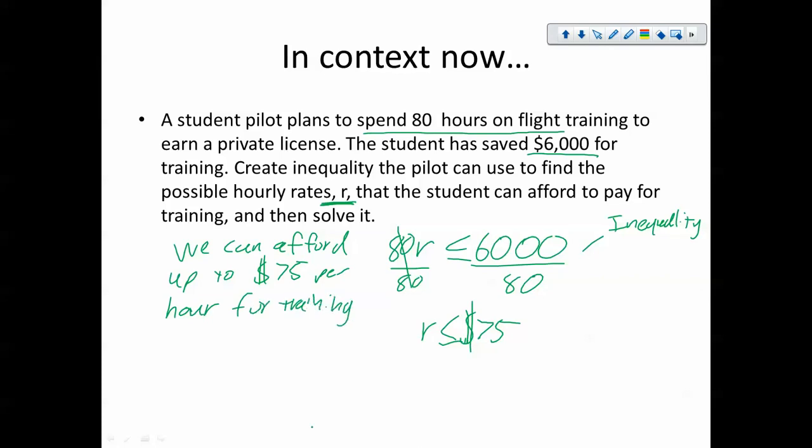Anything less than that means we have extra money. Anything more than that, we can't afford it. If it was exactly $75 and no taxes, then we would break even.